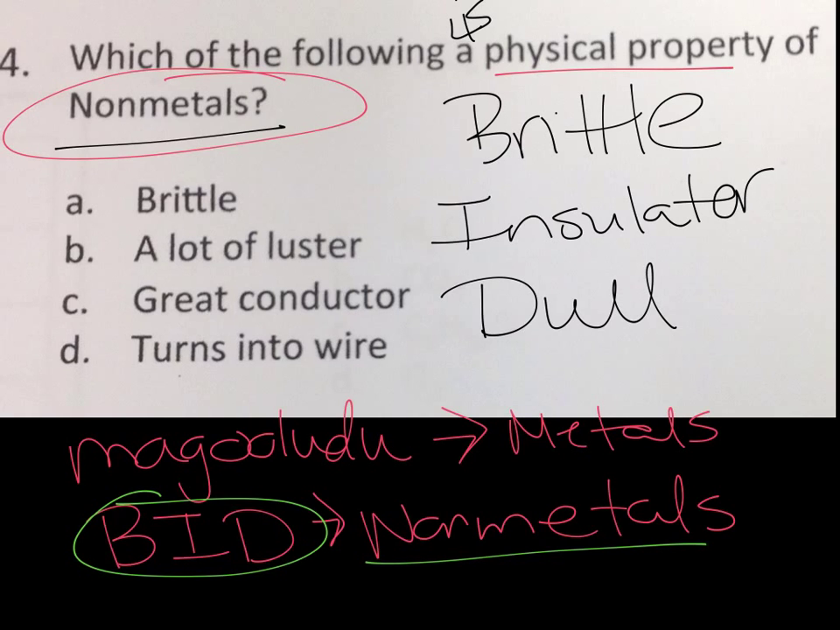So which one do you see? Great job. Letter A, brittle, would be the answer. Now letter B, a lot of luster, that is found in the LU of Magouladou. Letter C, great conductor, is found in the GOO for good conductor. And letter D, turns into wire, is found in the DU of Magouladou for ductile. So that's why our only answer would be letter A, brittle.